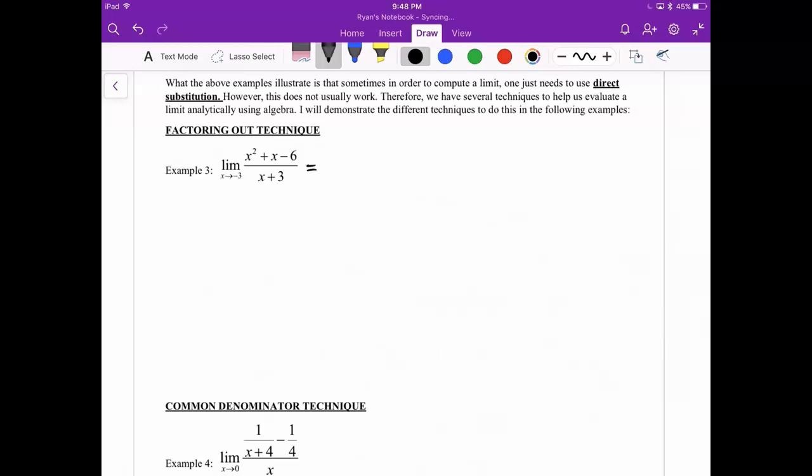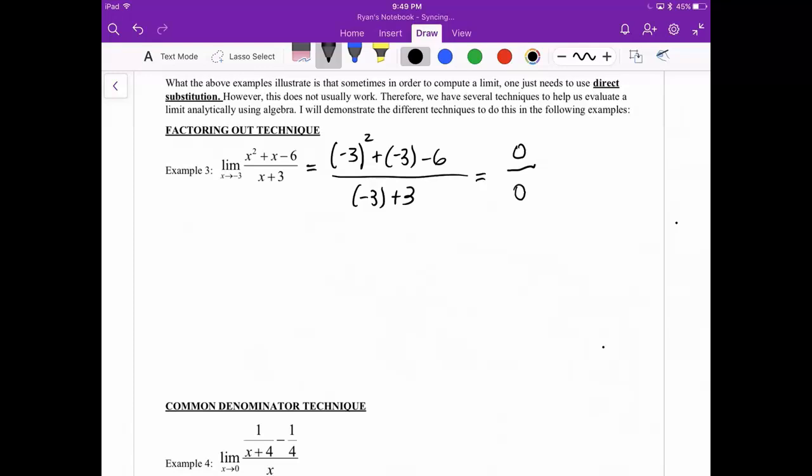Now, the first thing you're always going to try, just like we did on examples 1 and 2, is you're going to try to plug in what x is and see what happens. Okay, so in this case, this is the limit as x approaches -3. I'm going to plug -3 into this function. So (-3) squared plus (-3) minus 6 all over -3 plus 3. So if I evaluate that, (-3) squared is 9, minus 3 is 6, minus 6 is 0 in the numerator, and in the denominator I'm also getting 0.